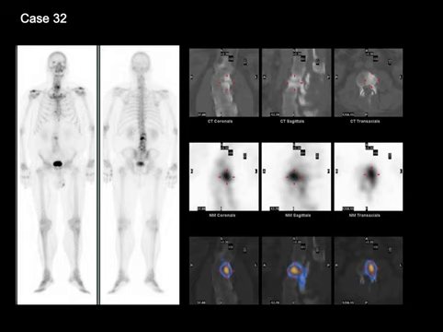Another similar example where we see on the whole body images increased uptake, seen here on the left side of the lumbar spine, and that increased uptake corresponds to this disc space narrowing, subchondral sclerosis, and osteophytosis, seen here, and all this is taking up the tracer and is all degenerative rather than metastatic.